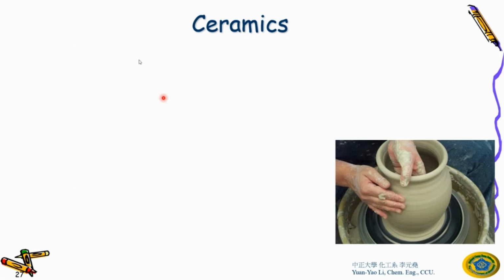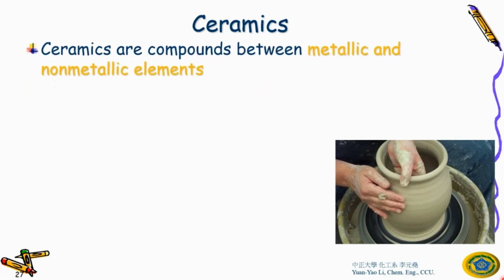How about ceramics? Ceramics are compounds between metallic and non-metallic elements. So if you pick one element from the metal groups in your periodic table, and you pick one element from the non-metallic group in the periodic table, and you put these 2 together, this is called ceramic. Of course, this has to be in the form of a solid. That's why we call it ceramic.